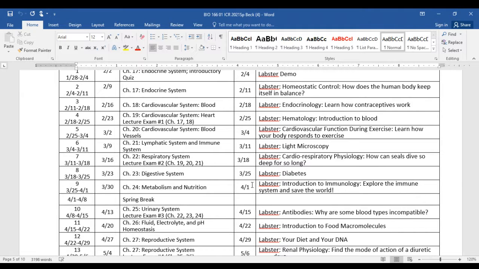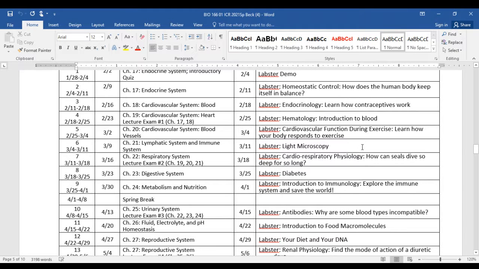So go ahead and start. Just going to look at the schedule first, see where we're supposed to be. So this is the 23rd. We're supposed to do chapter 19, the chapter on the heart. So the second of our three chapters on the cardiovascular system.